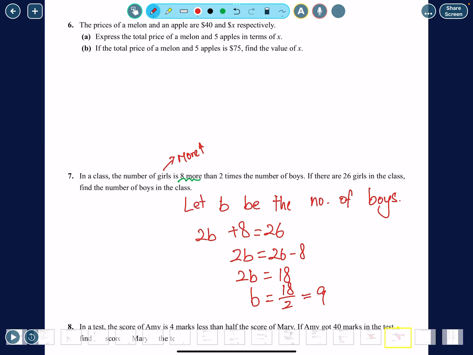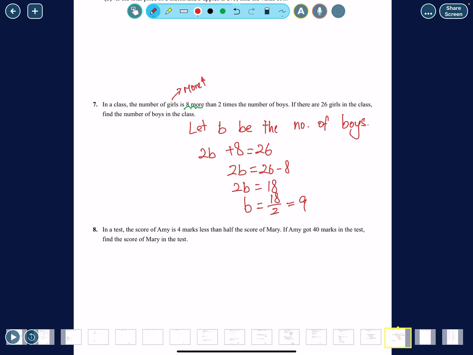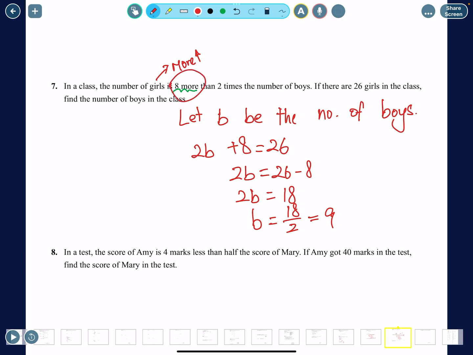Now you can double check this. 2 times 9 is 18. So there are 9 boys in the class. 26 girls, right? And it says here, when you multiply 2 to the number of boys, this one becomes 18, right? The number of girls is still 8 more than 2 times the number of boys. So if you add 8 to the number of boys, you will get 26, which is the same number as girls. Okay, so this is one of the more difficult questions, I would say, because of that particular statement, 8 more.